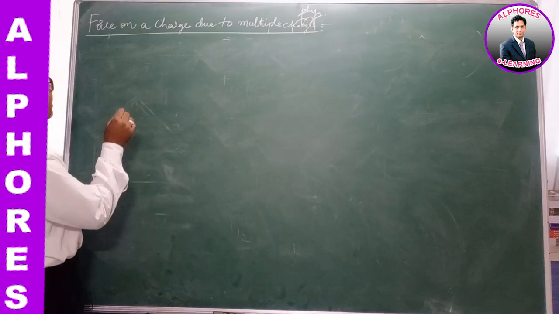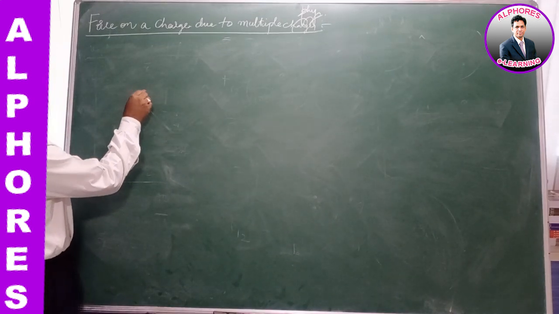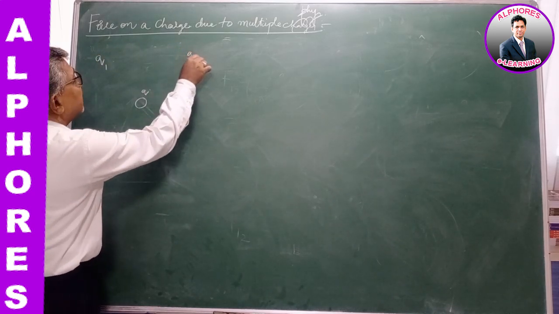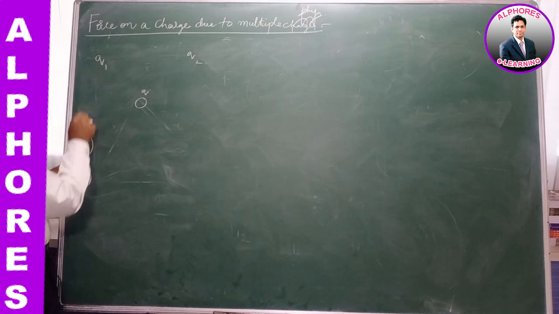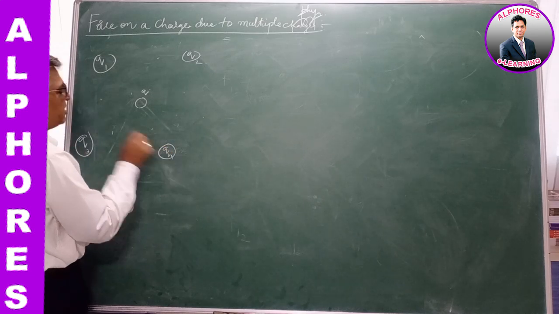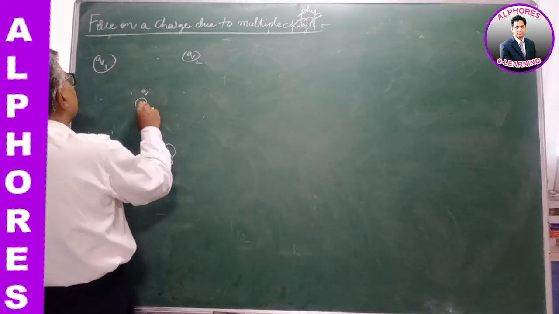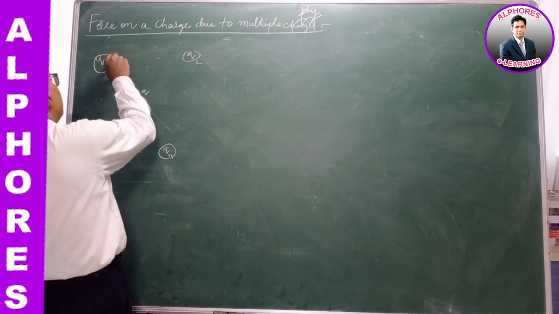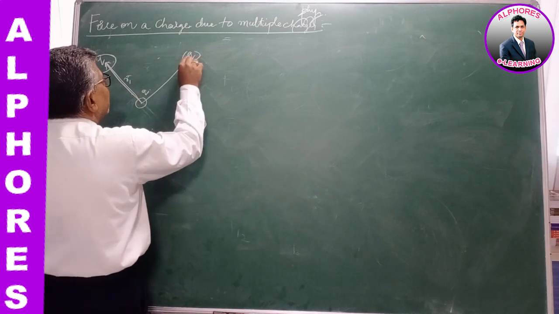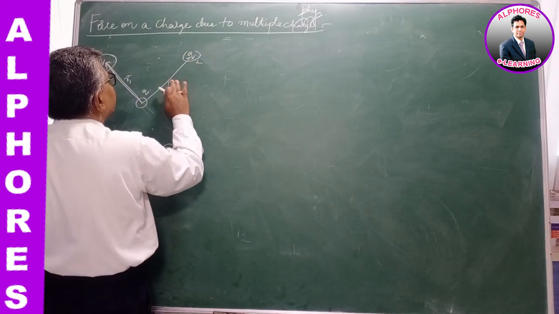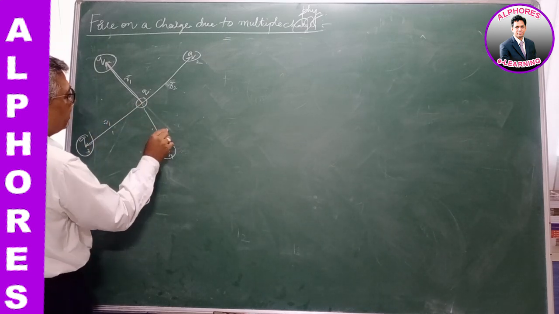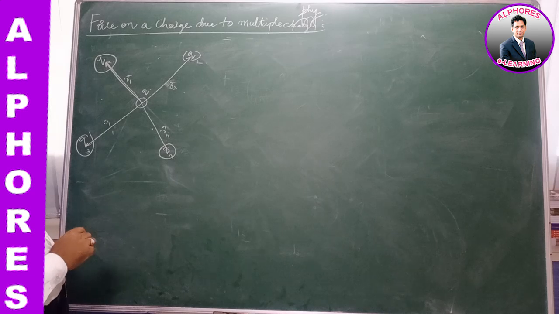Now let us consider a charge Q. Let there be some n charges in its vicinity like this, Q1, Q2, Q3, Q4, dot dot dot. There are n charges in its vicinity. Now the displacement vector from Q to Q1 is R1 bar, from Q to Q2 is R2 bar, Q3 R3 bar, Qn Rn bar. So the displacement vectors are represented like this.